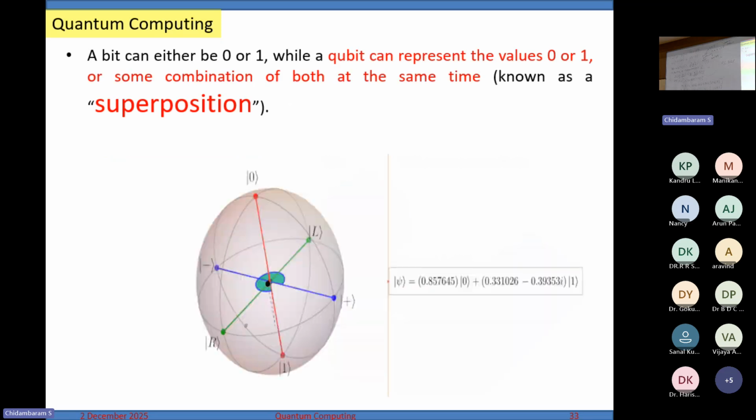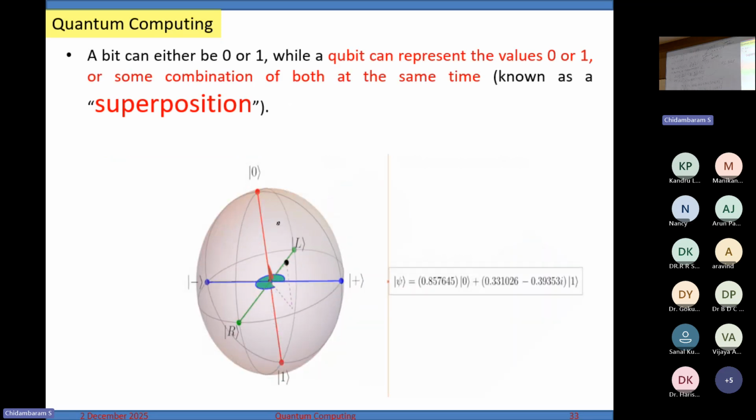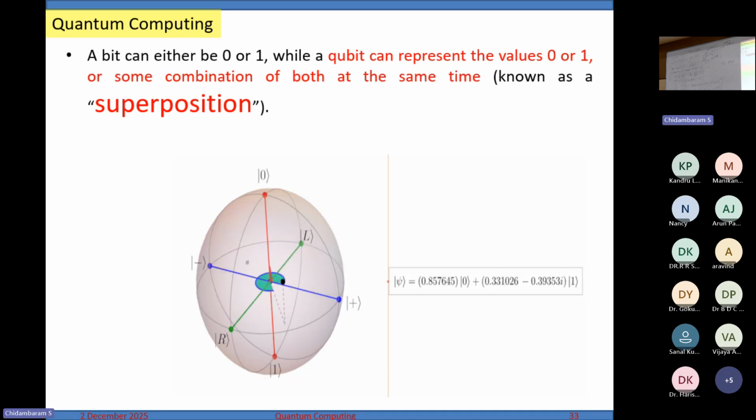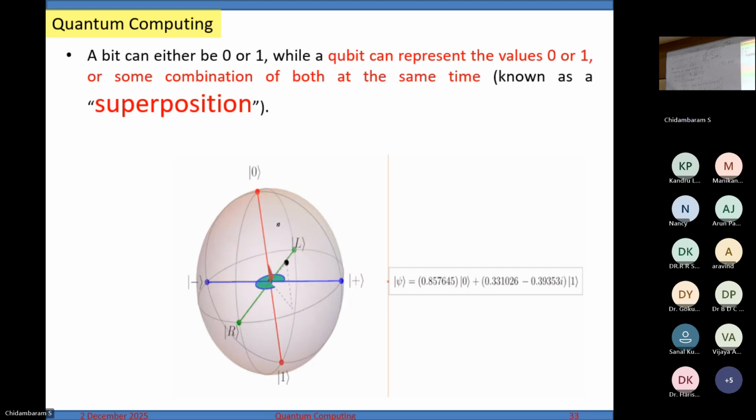This I will skip. Morning sir was talking about this. You can see this, the superposition part. Just observe that image.